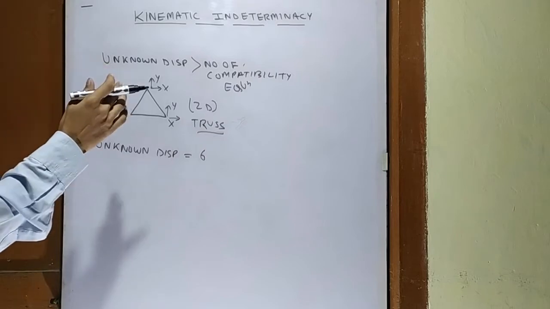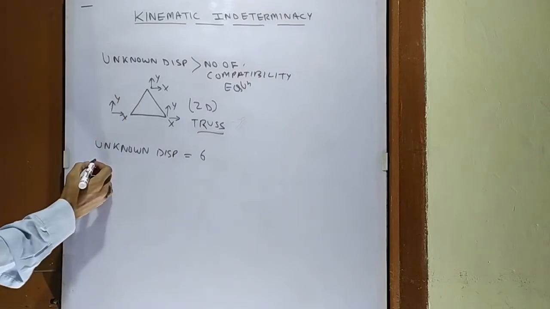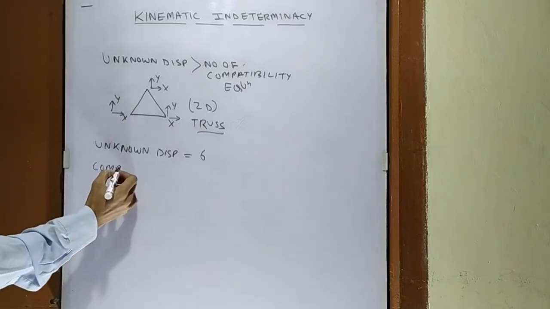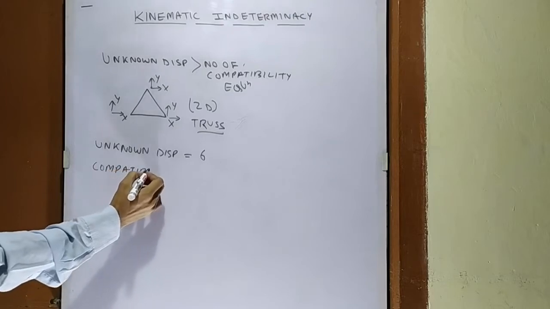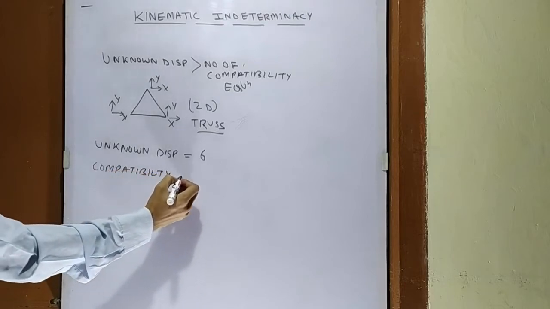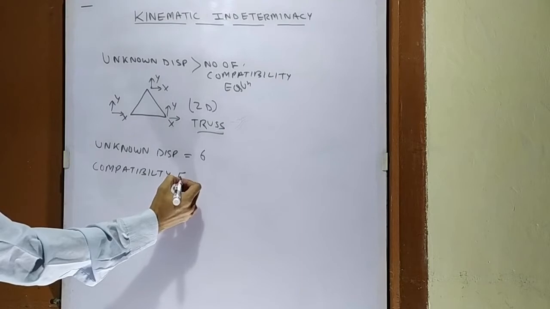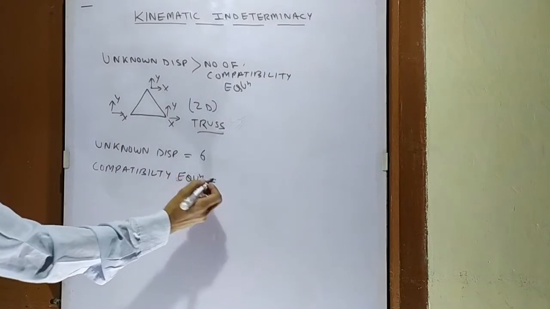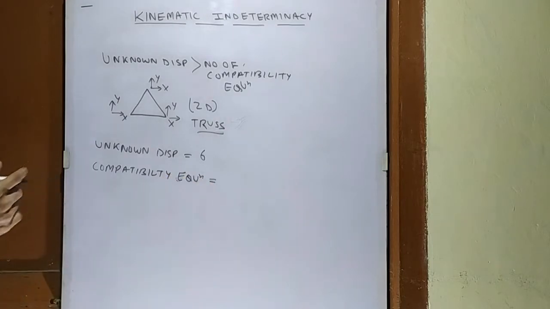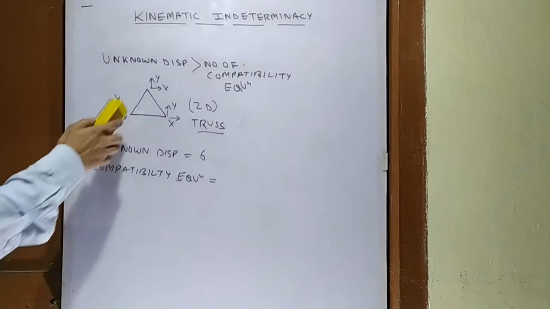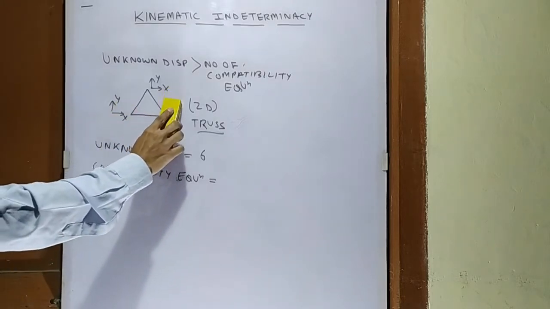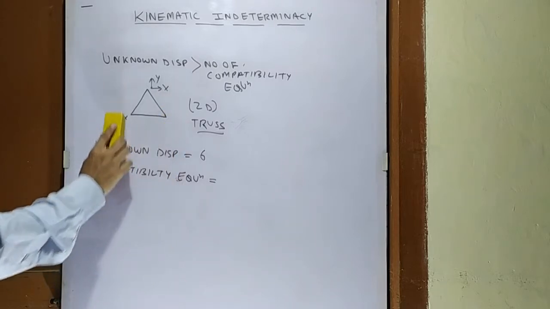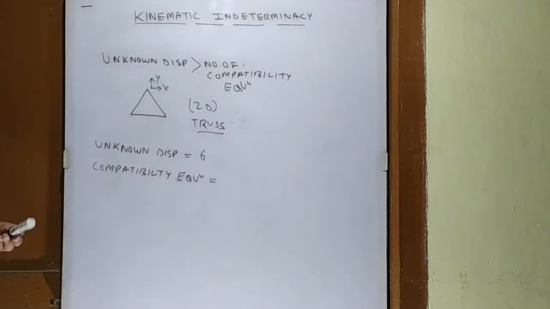Now what is the meaning of compatibility equation? So what is a compatibility equation? Let me write it. Compatibility equations. How many compatibility equations will be there in this structure? So in a practical case the structure will not be like this. There will be some support in that structure, okay, for the structure to remain stable under loading.